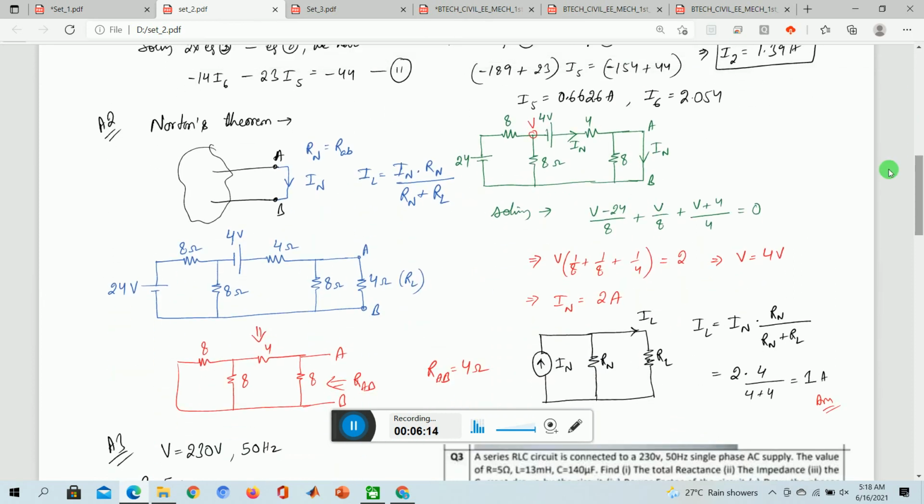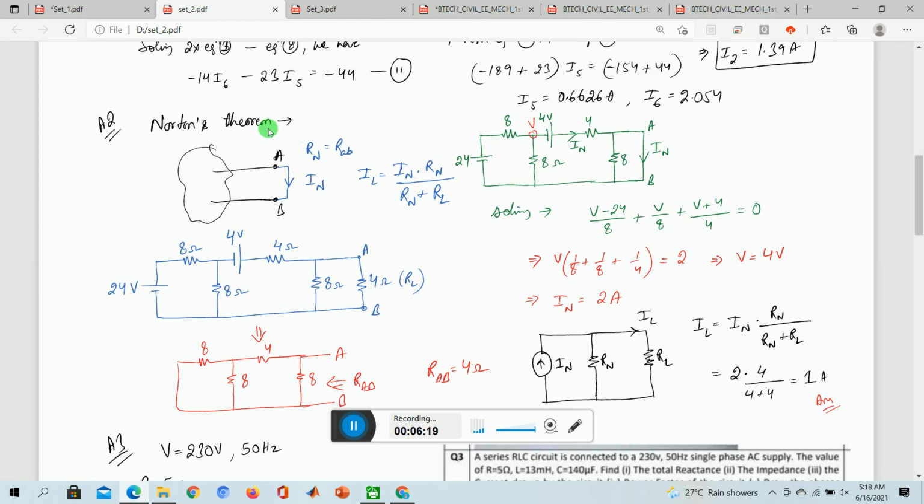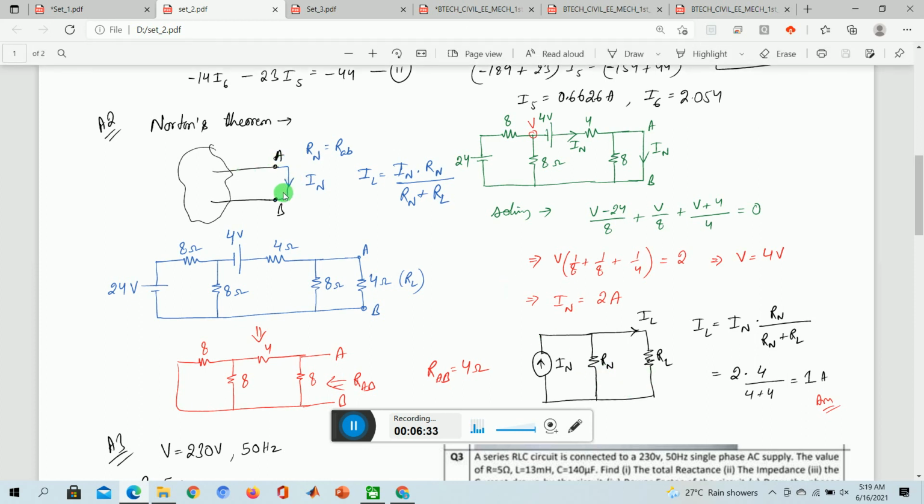Next question is define Norton's theorem. So in Norton's theorem, any network, you can convert this network in terms of a Norton current source and a resistance in parallel. And then whatever the load is between A and B, you can just put that load over there. So this conversion process is the theorem you have to define. This will be 4 marks, and this numerical you have to solve.